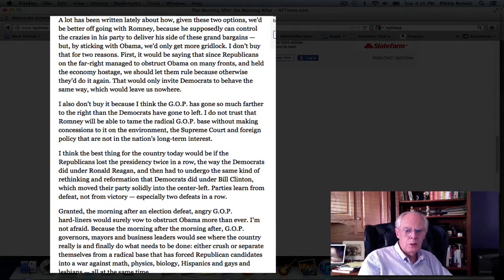A lot has been written lately about how, given these two options, we'd be better off going with Romney because he supposedly can control the crazies in his party to deliver his side of these grand bargains, but by sticking with Obama, we'd only get more gridlock. Crazies, okay, instead of characterizing the far right, as he's kind of already alluded to, someone that he is some part of the Republican Party that he is opposed to or does not agree with. He's just flat out calling them crazies.